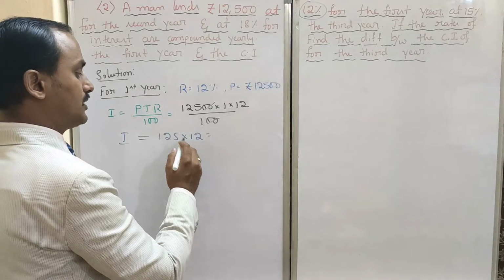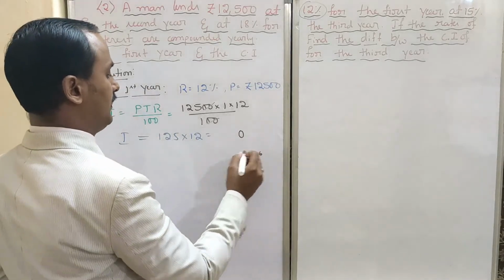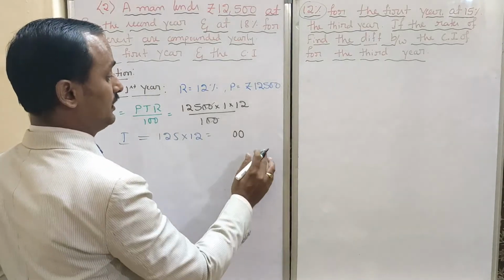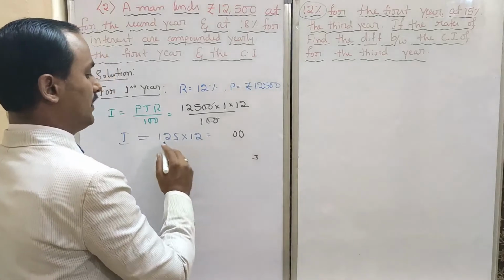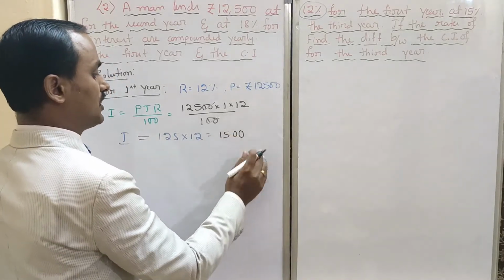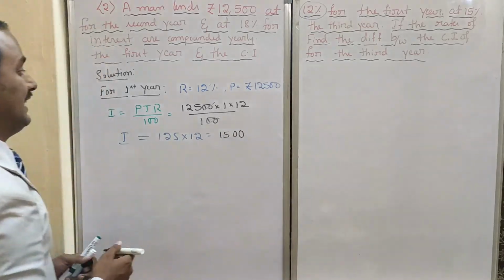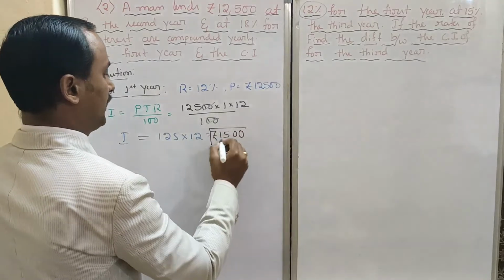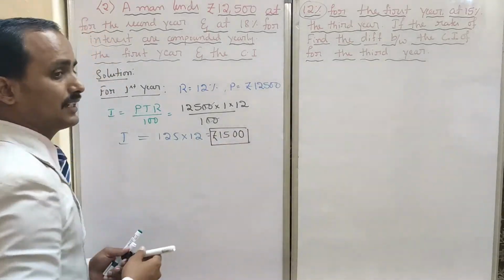125 multiplied by 12 means 12 5s are 60, 0 and 6 carry. 12 2s are 24, 24 plus 6 is 30, 0 and 3 carry. Then 12 1s are 12, 12 plus 3, 15 will come. Rupees 1,500 is the first year interest, dear children.